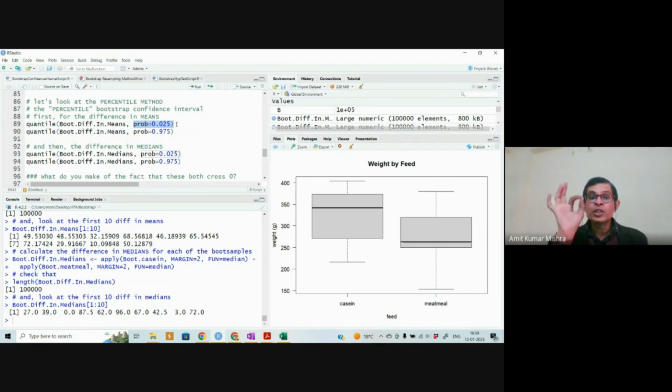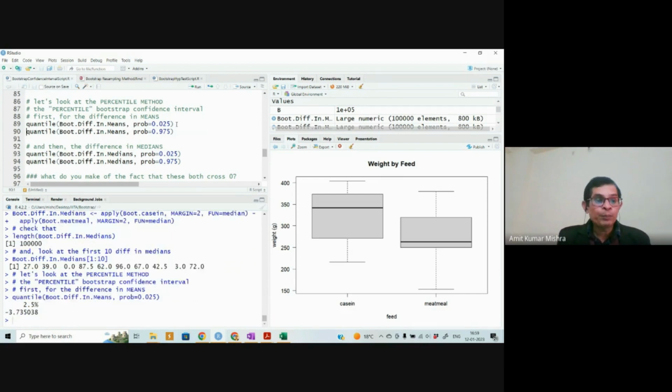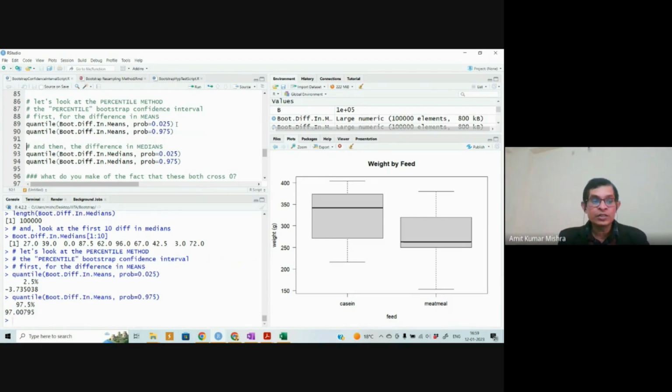Probability 0.025. That means below this number, there will be 2.5% of observations. So this quantile comes out to be minus 3.73. Then you find the 97.5% quantile. That is this 97.00.